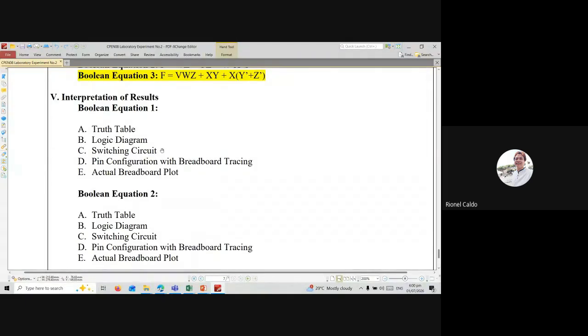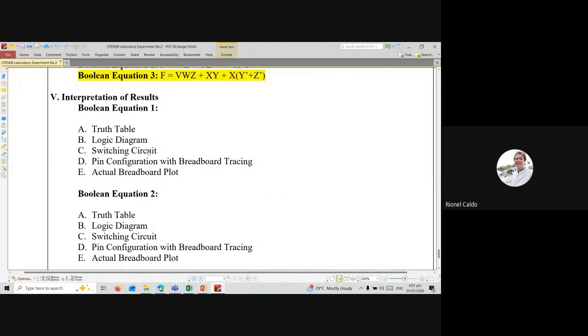So ang ilalagay uli natin doon sa ating yellow paper is of course your group number, 'di ba? The leader, the members of the group, then isulat mo equation 1, letter A, truth table, letter B, logic diagram, switching circuit, then actual breadboard plot. Itong pin configuration with breadboard tracing, ituturo ko muna sa inyo. Normal ang gusto ko dito, idodrawing mo talaga yung breadboard. Then ilalagay mo yung pin connections niya para clearly understood sa'yo kung paano mo siya kinonect doon sa breadboard. Pero for now, wag muna natin siyang gawin.